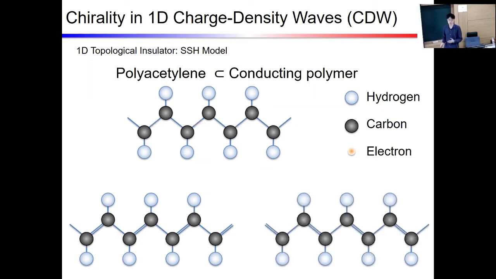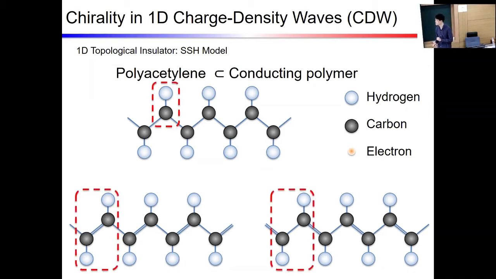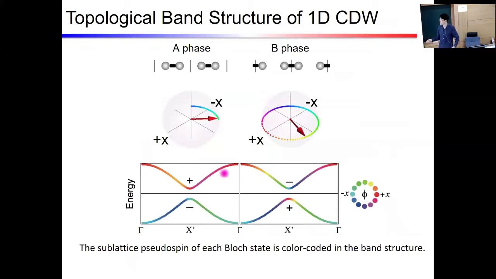So we have two degenerate ground states. But these two ground states are actually not exactly the same. Of course, energetically the same, but they are topologically different. So here is the band structure of each phase. But with these phases, if you have an infinite wire, there is no difference, but they have a different edge structure. So due to that, the topological feature is actually different.